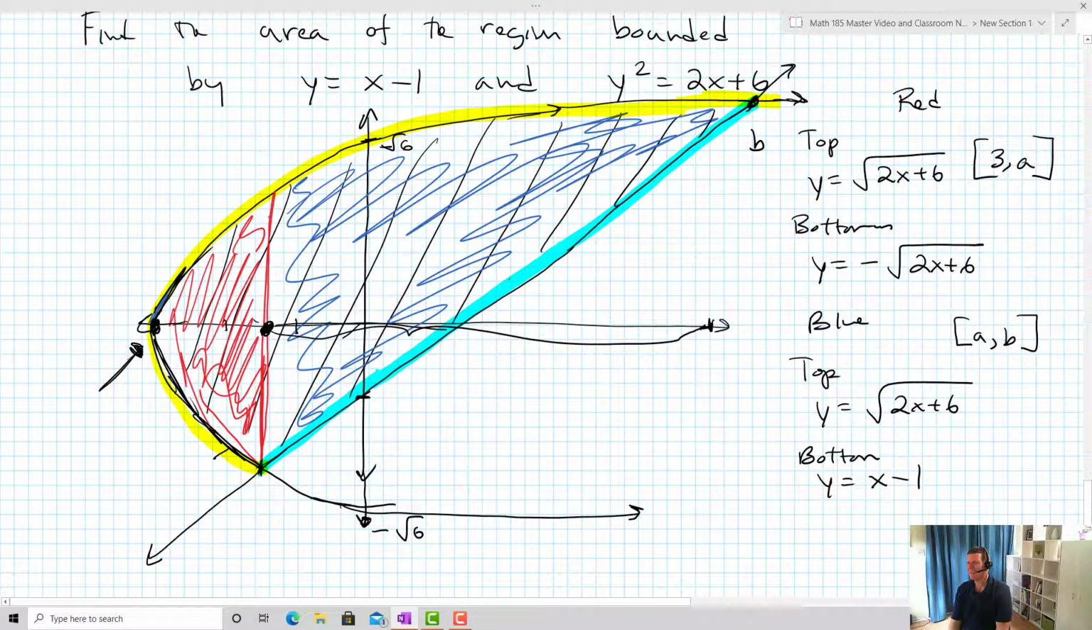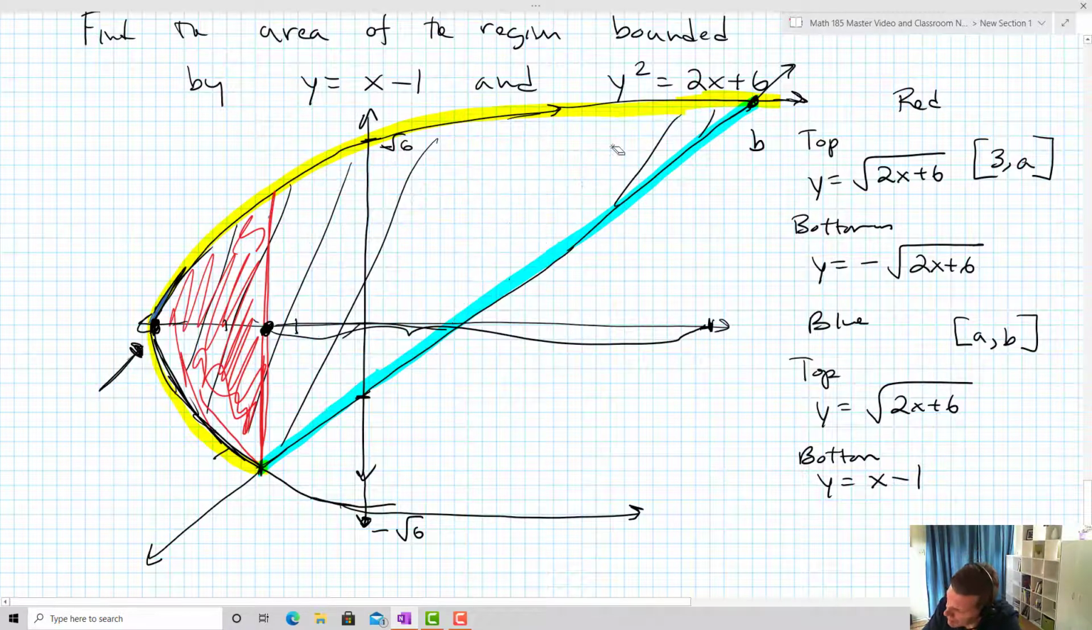Truth be told, that's kind of complicated. But if we can switch our thinking, we can actually see this as a lot easier to do. What we're going to be doing is writing this as x being a function of y and integrating with respect to y.